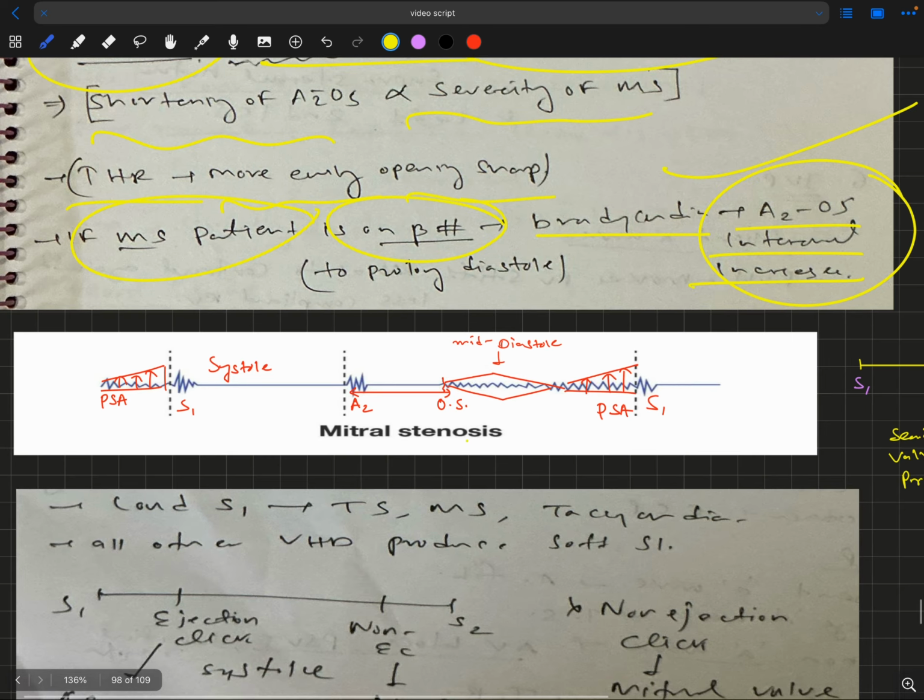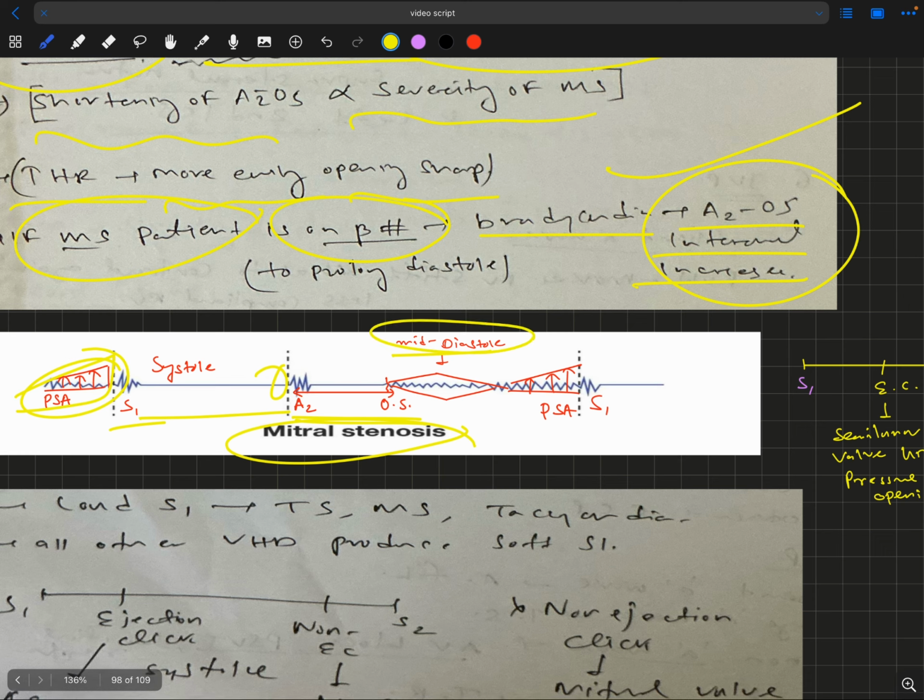So this is where the murmurs in case of MS. This is the pre-systolic accentuation. Before the systole there is accentuation. Now there is systole. This is the A2-OS interval between A2 and OS. As soon as the aortic valve closes, if there is increased LAP, the opening snap will be there. Opening snap means the mitral valve is opening because it is loaded with more pressure or raised LAP.